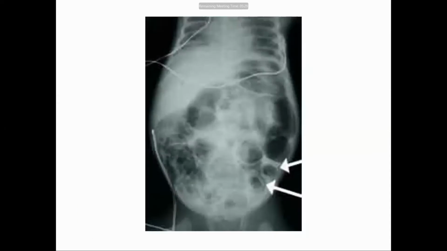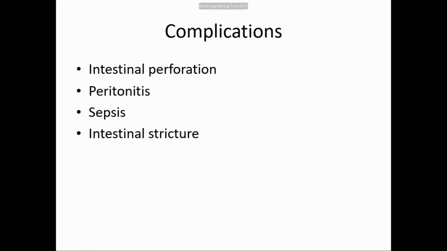This is under X-ray. You see these multiple gas bubbles in NEC, necrotizing enterocolitis. What are the complications? Intestinal perforation, peritonitis, sepsis, and when healing occurs, intestinal strictures. So these are the various complications of necrotizing enterocolitis.